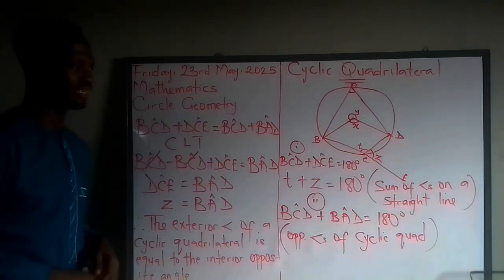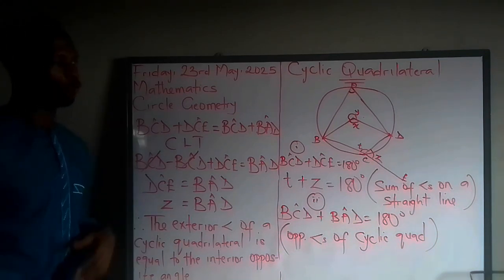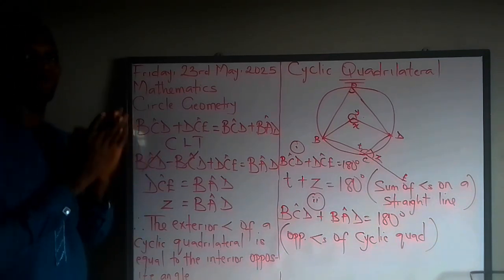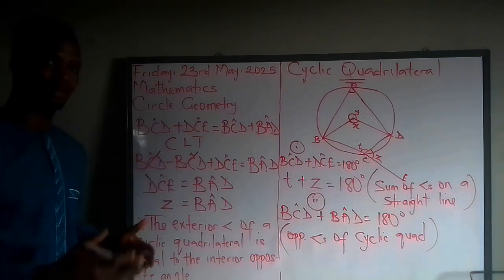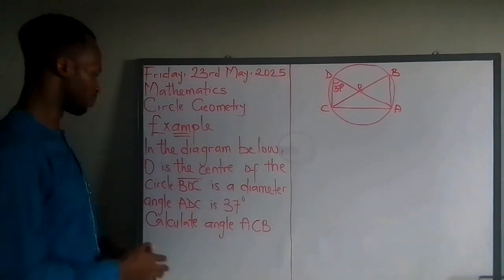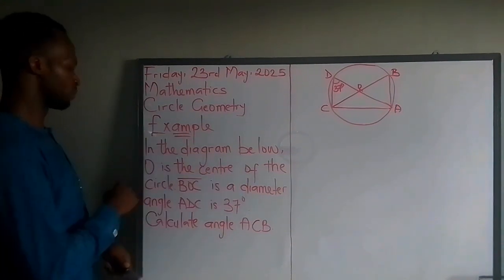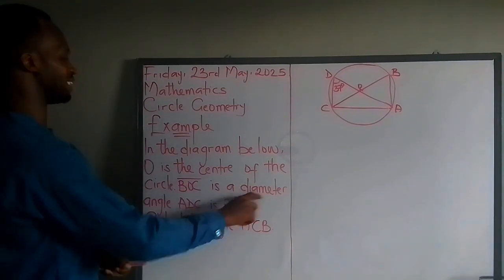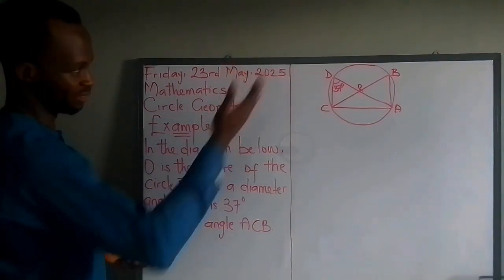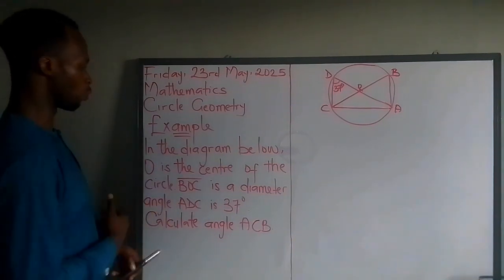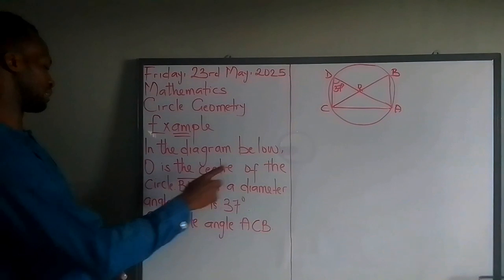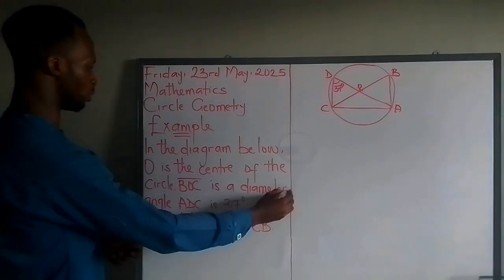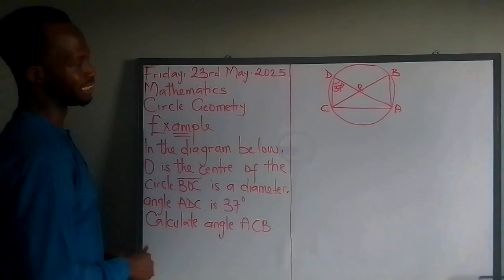I hope this is clear now. So from here, we'll begin to take applied questions. So let's see 1 or 2 applied questions. So here we have an example. In the diagram below, O is the center of the circle. Now line BOC is a diameter. A diameter is a line that divides the circle into 2 equal halves. So it's a diameter. Then angle ADC is 37 degrees.